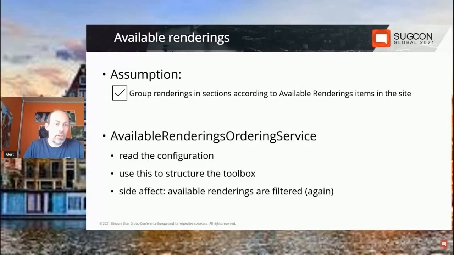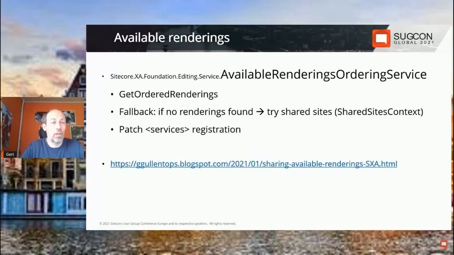Well, we are going to change the available rendering ordering service. The service will read the configuration. It will use this to structure the toolbox. And well, actually as sort of a side effect, the available renderings are filtered again. And why am I saying here again? Because actually the filtering was already done one step earlier. And that has actually also had to do with that checkbox. So if that checkbox is not checked, this service isn't used. And then the filtering is done on another place. So you should have another solution if this checkbox is not checked. But we always check this.